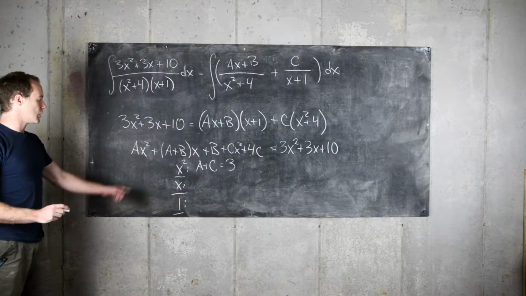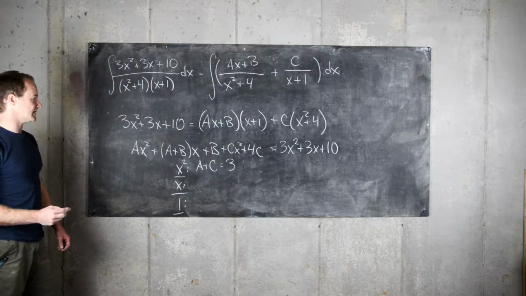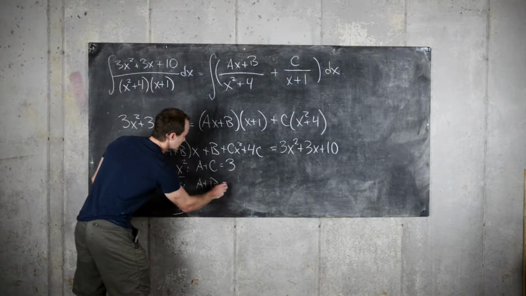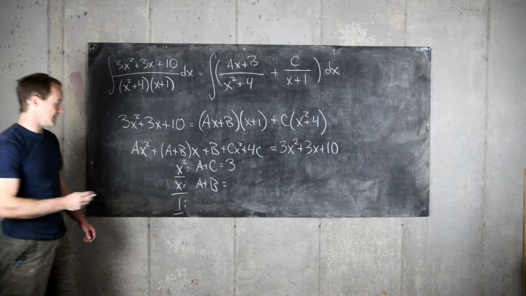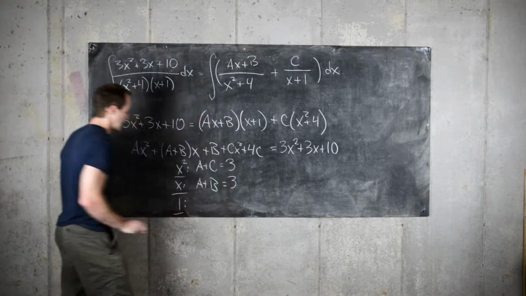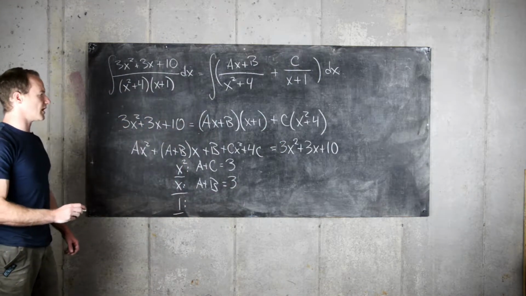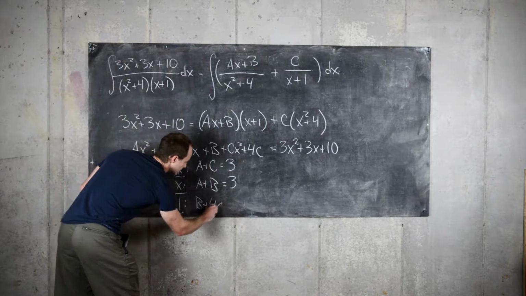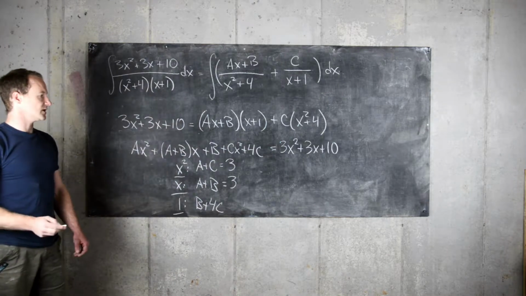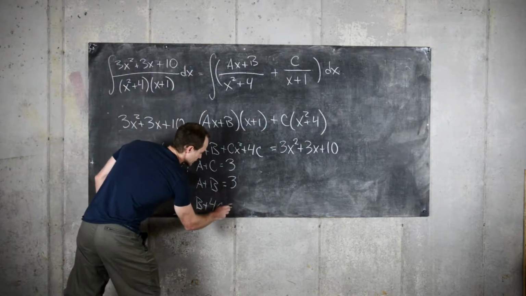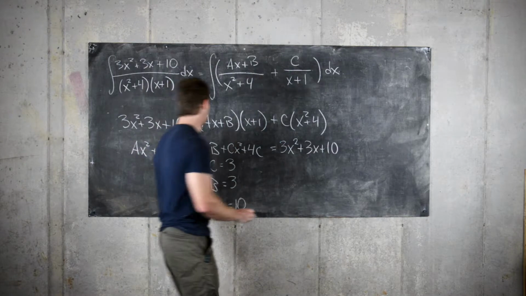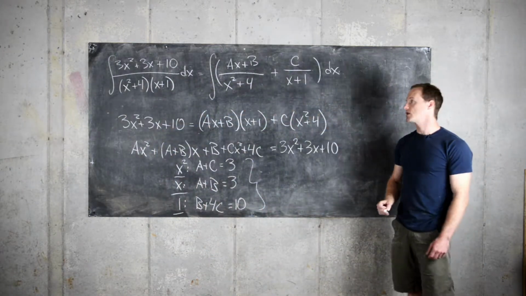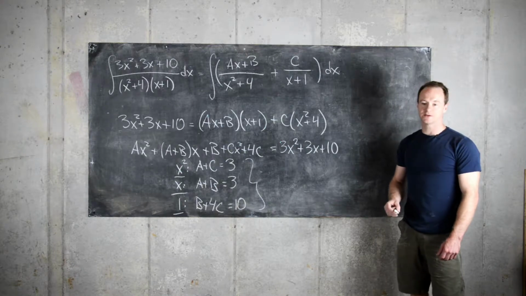Good. And then the coefficient of x on the left-hand side of the equation is a plus b, and then on the right-hand side it is 3. And then finally, the constant term on the left-hand side of the equation is b plus 4c. Good. And then on the right-hand side of the equation, it's 10. Good. So our next goal is to solve this system of equations. So I'll clean up the board, and then we'll solve this system of equations.